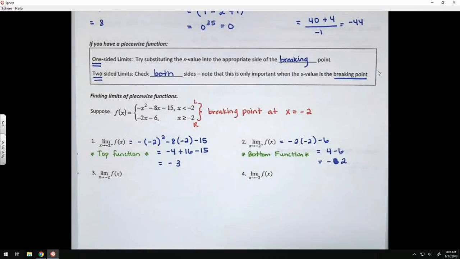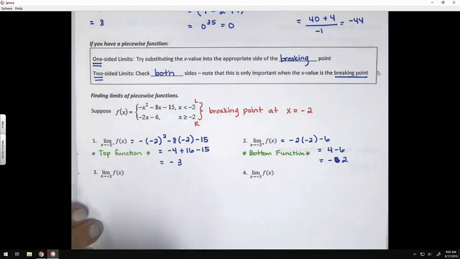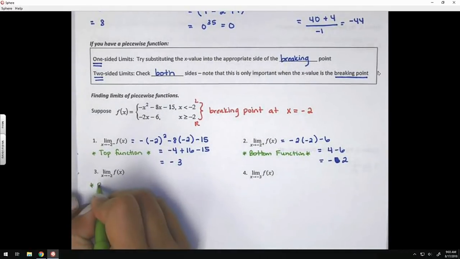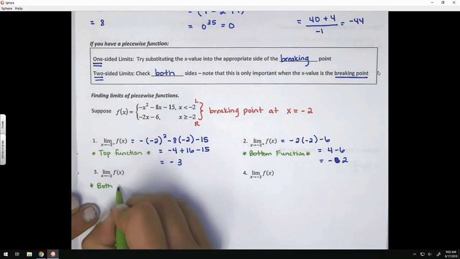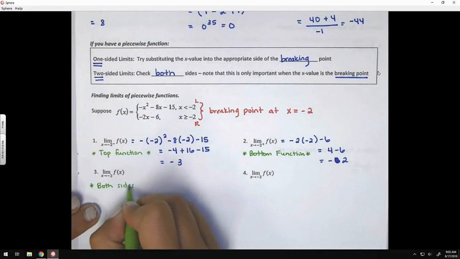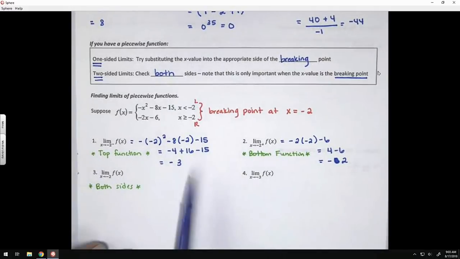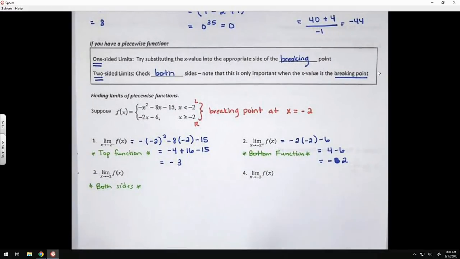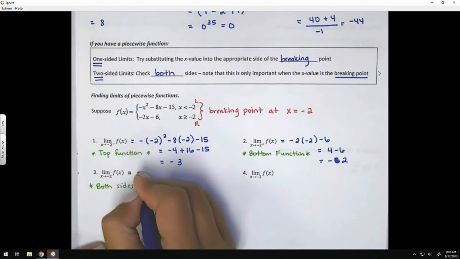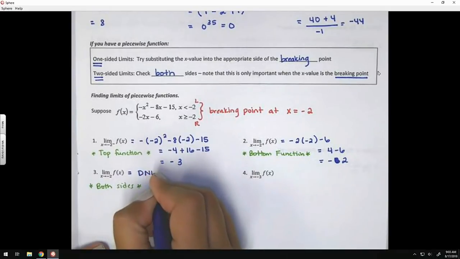Now for problem number 3, it's just asking me to find the limit as I approach negative 2, which means I'm going to need to check both sides. Now luckily, I've already checked both sides in problems 1 and 2, and what I'm noticing is that those two answers do not match. So in other words, that limit does not exist.